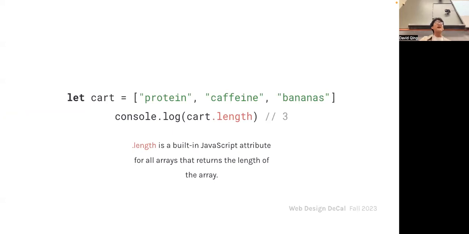Every array has a built-in attribute or property that's called .length. This is a built-in JavaScript attribute that just tells us the length of the array. So in this example, cart.length will give us a value of 3. Does everyone understand that? Any questions?